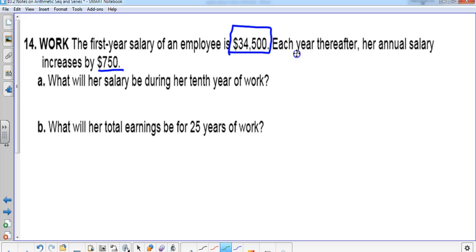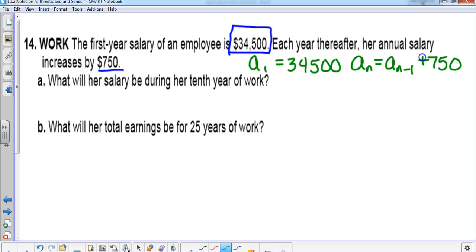So if we were to write this, guys, as a recursive sequence, what would you tell me? Do you want to call this term 1 or term 0? Okay, it's what she makes the first year, so I would have called it term 1. Every year after that, she makes the previous year's salary plus $750. Okay? What will her salary be during her 10th year of work?